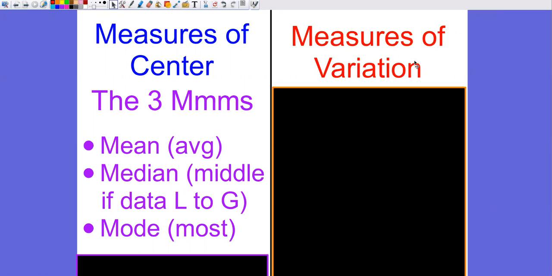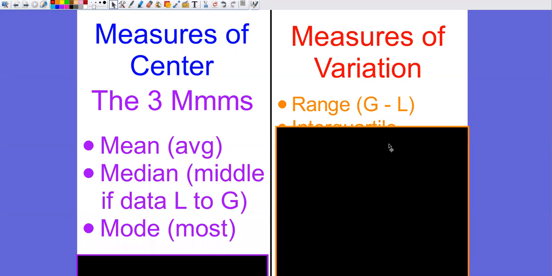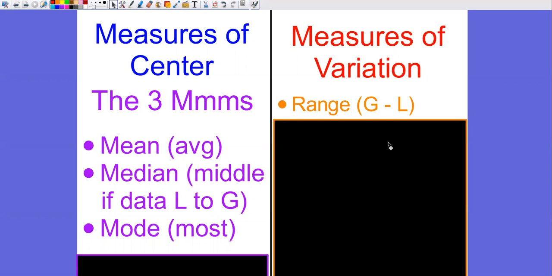What are measures of variation? Well, measures of variation are trying to tell you how spread out the data are. Measures of center are trying to tell you what's one number that describes the data set. Measures of variation include things like the range. How spread out are the data? You take the greatest value, you subtract the least value, right? That tells you kind of how spread out the data are.